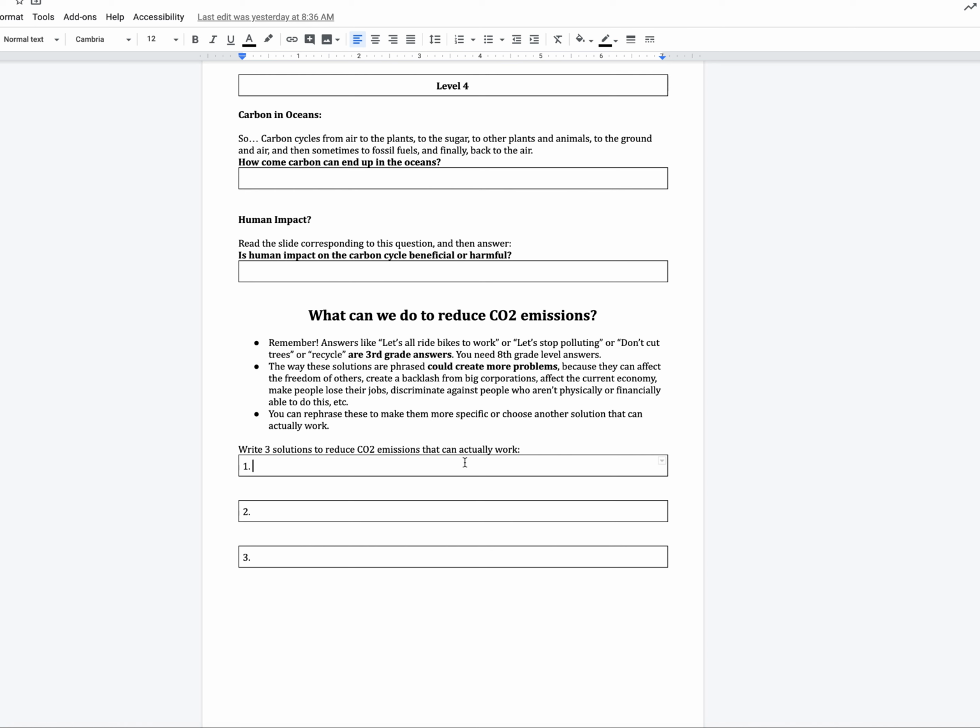You have to write good solutions, not just one word. One sentence is not going to be enough because you're going to create more problems than solutions.